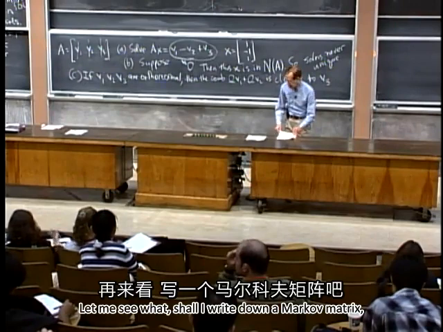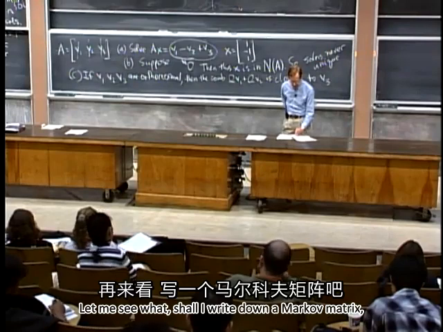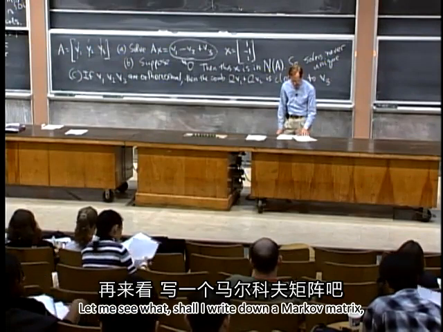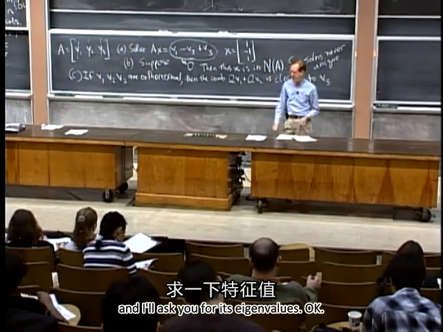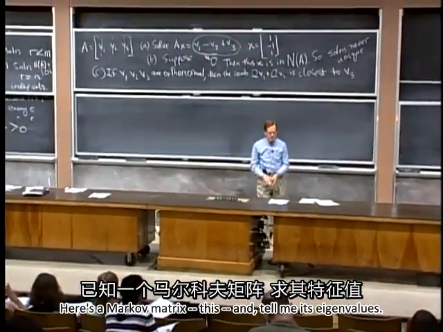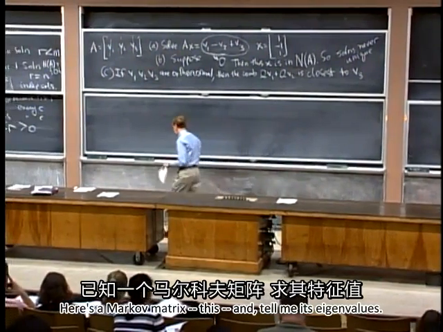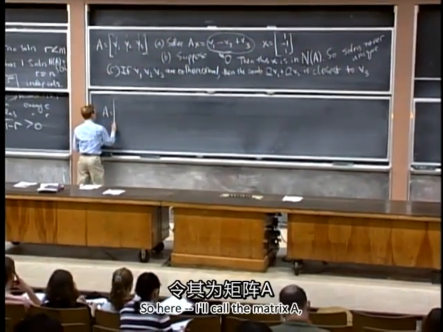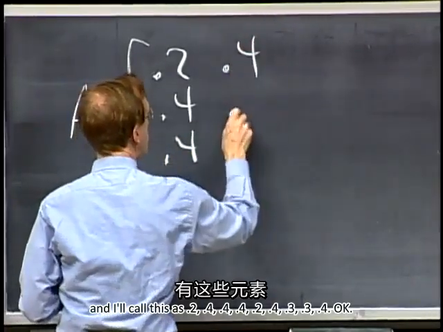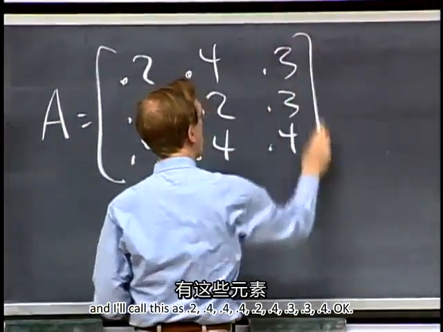Okay. Let me see what. Shall I write down a Markov matrix? And I'll ask you for its eigenvalues. Okay. Here's a Markov matrix. And tell me its eigenvalues. So here, I'll call the matrix A, and this is 0.2, 0.4, 0.4, 0.4, 0.2, 0.4, 0.3, 0.3, 0.4. Okay.